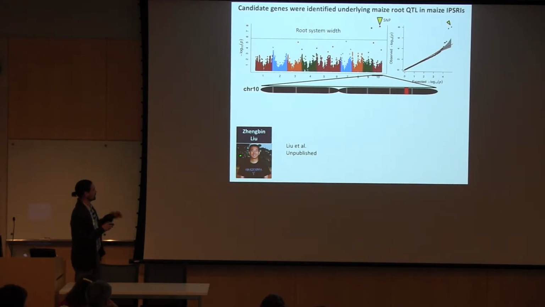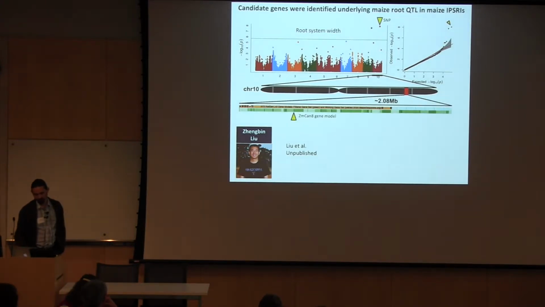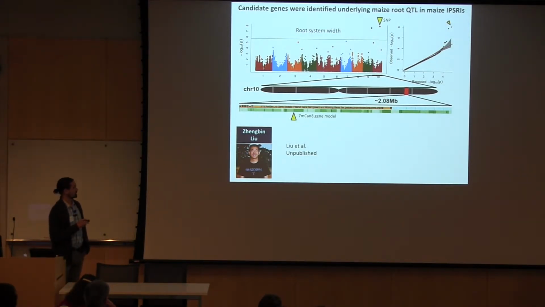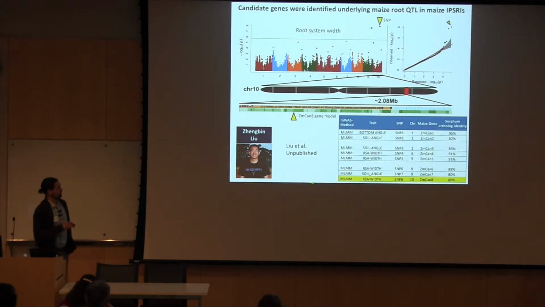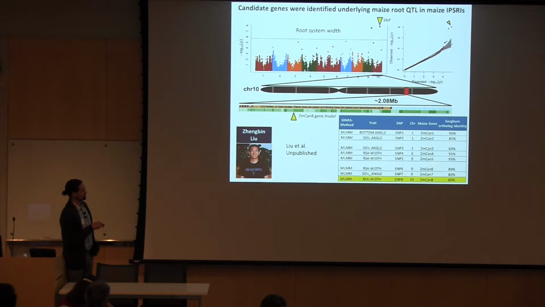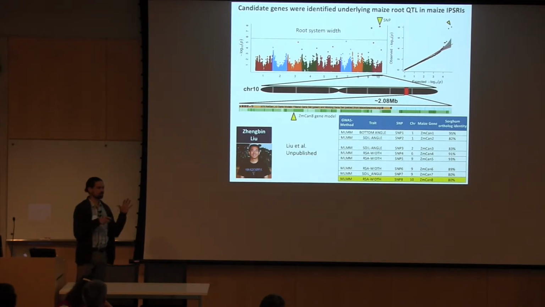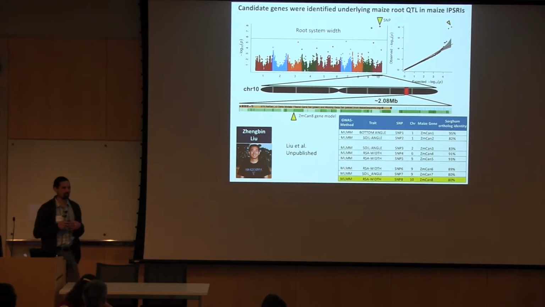This is the work of a postdoc in the lab, Zhengbin Liu. Here's an example on chromosome 10 where we've drilled down to a candidate gene that we think is controlling root architecture. We have a number of these genes, so the traits really don't matter. This one is for root system width, but again, these traits are just capturing some variation in the root phenotype. They're not really meant to be taken literally, is my perspective.